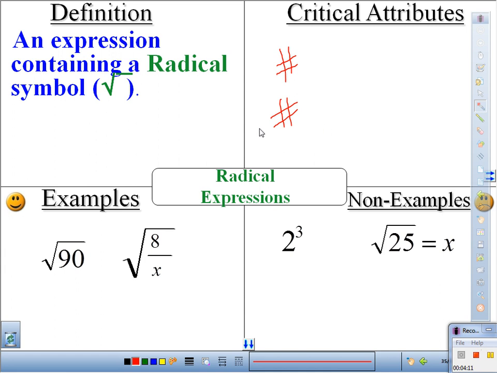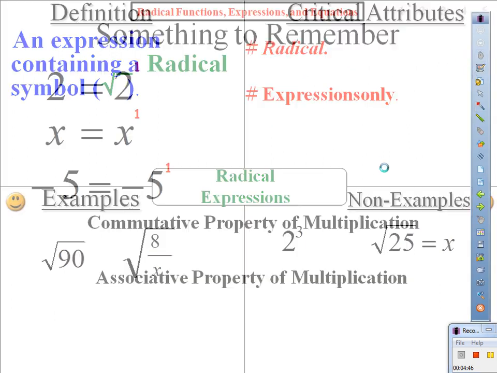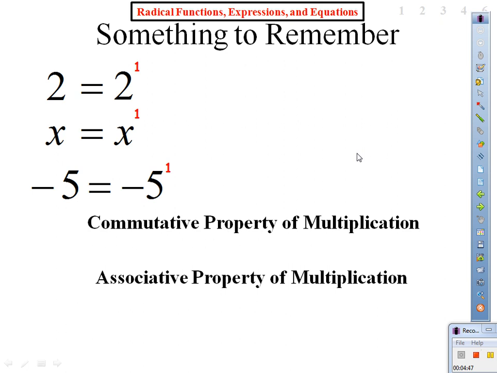All right. Tell your neighbor. All right. Looks like Chance is on the ball today. He's a radical symbol and expressions. Yep. Extra credit, Chance. All right, so we got that. So, once again, reminder. Any questions with this?